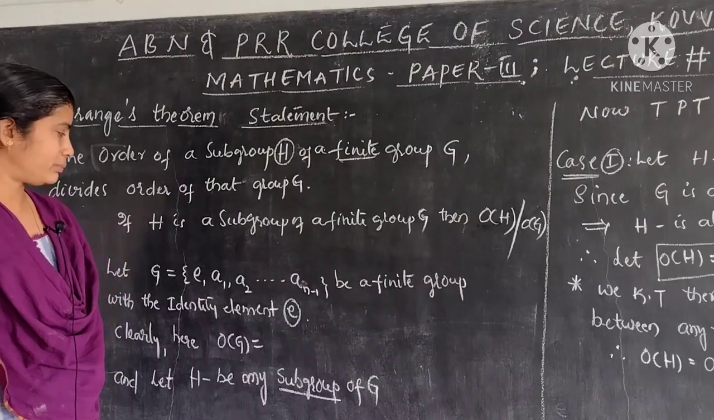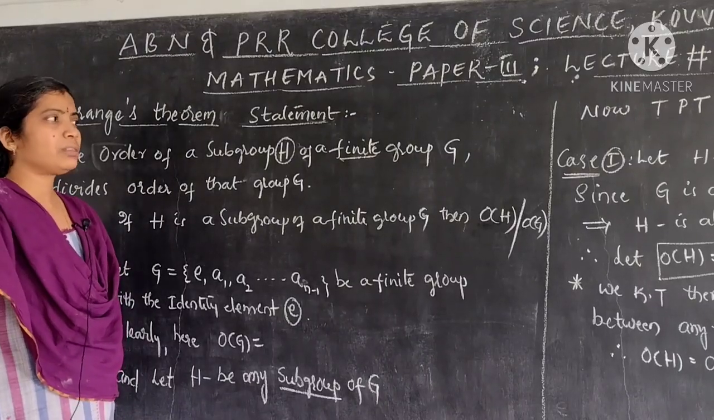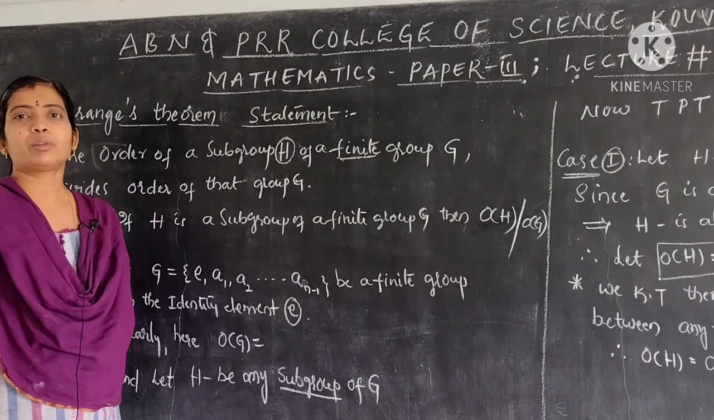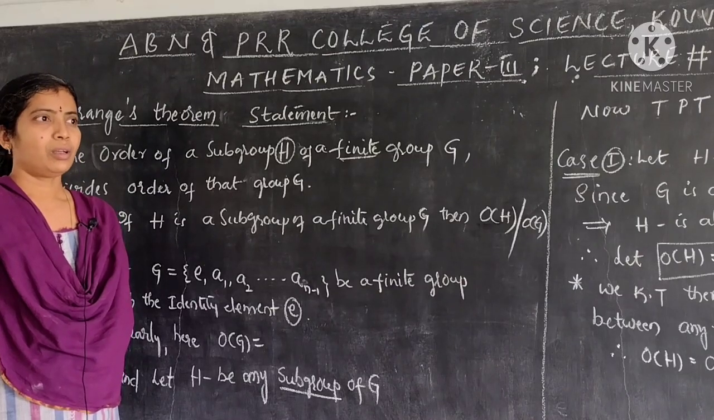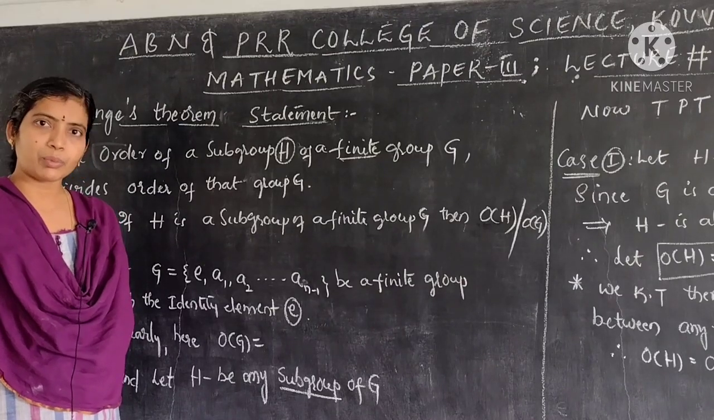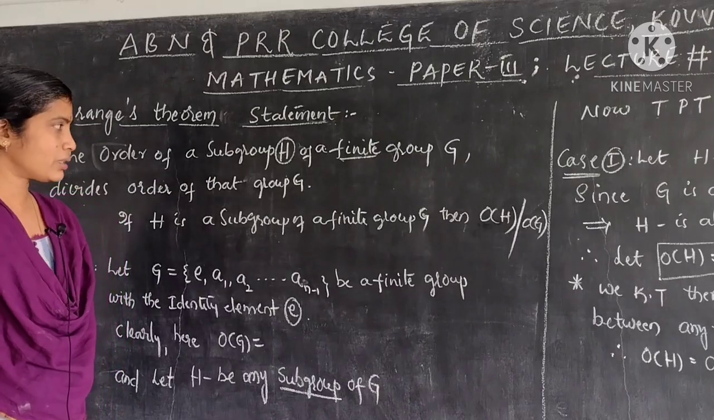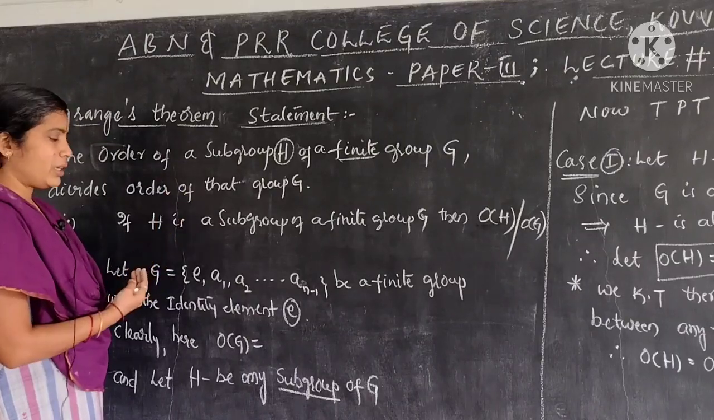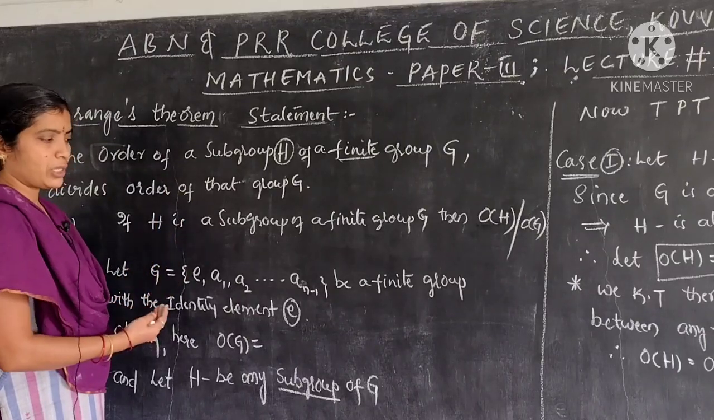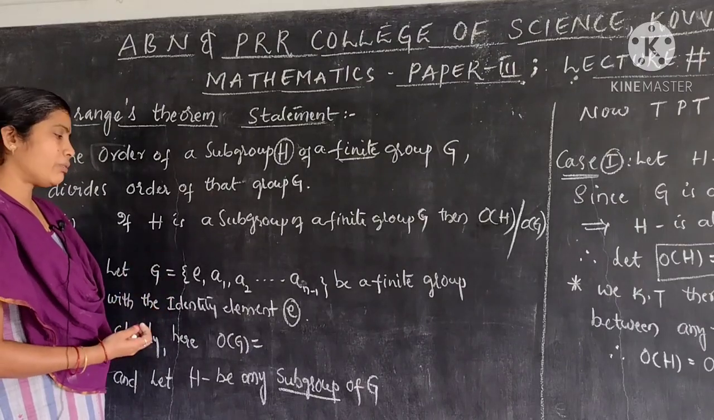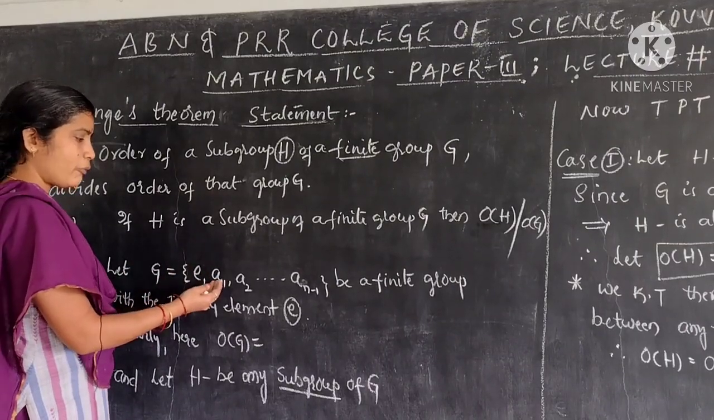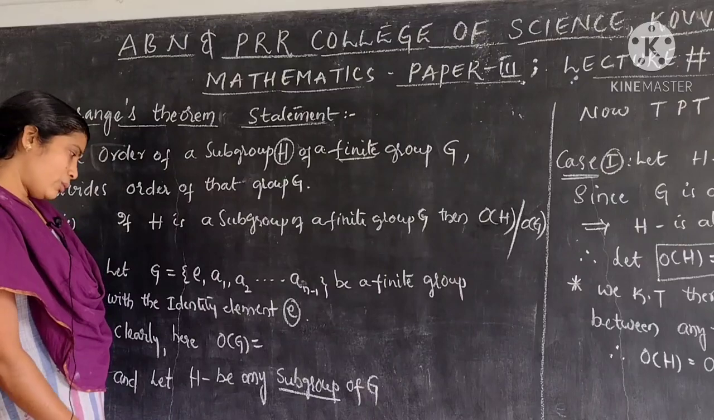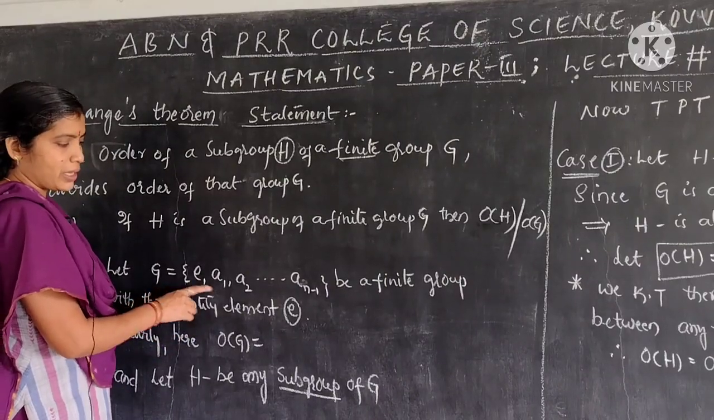This is the statement. For that, what is given in the statement? H is a subgroup of a finite group G. So, one is the finite group, another one is a subgroup given. Let us consider it as a hypothesis. Let G be a finite group. Whenever it is finite, we can write it as a set consisting of a finite, countable number of elements. Let them be E, A1, A2 and so on, An minus 1, with the identity element, the first element treated as the identity here.